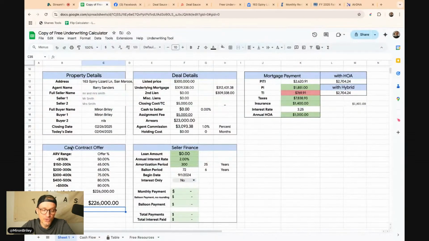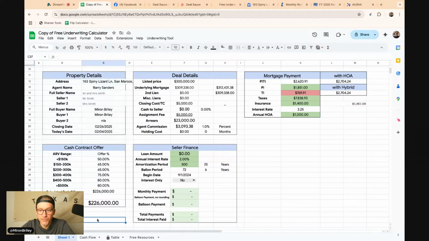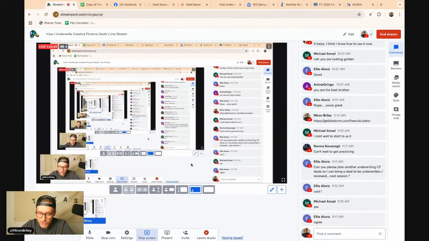But there's a way you can do seller finance and do a cash offer on top if you want. Or if you want to do cash contracts, you can put it in, it's going to calculate 300. It's going to take 75% off and give you that price right there. Okay, let me see if y'all have any questions. No? Okay.